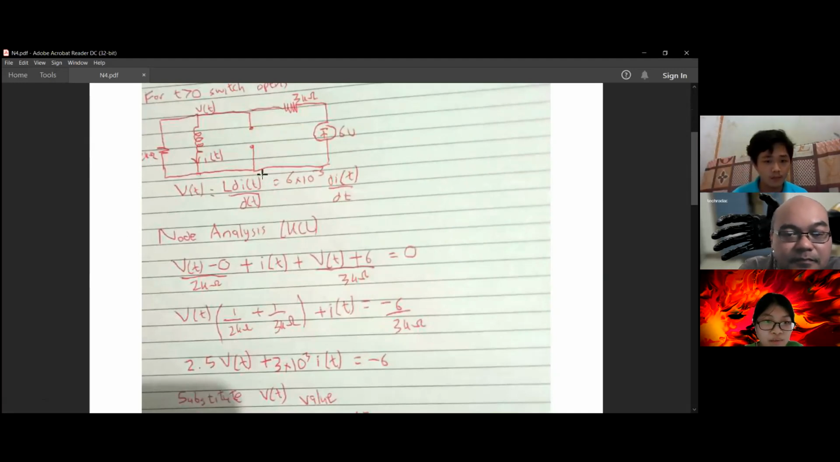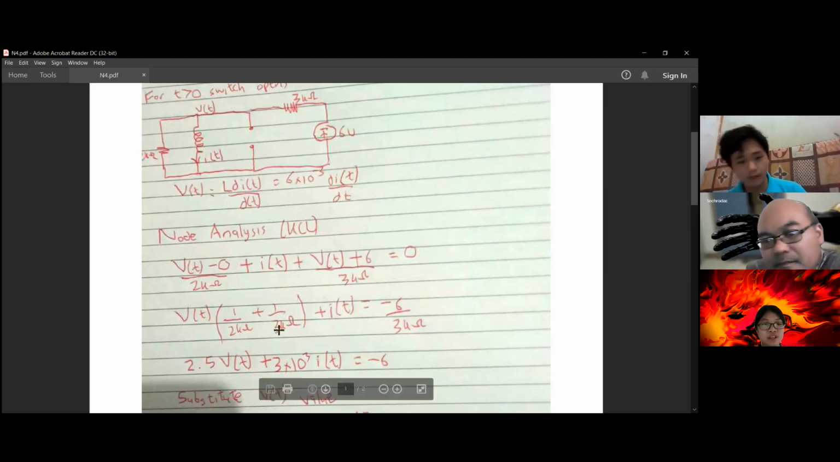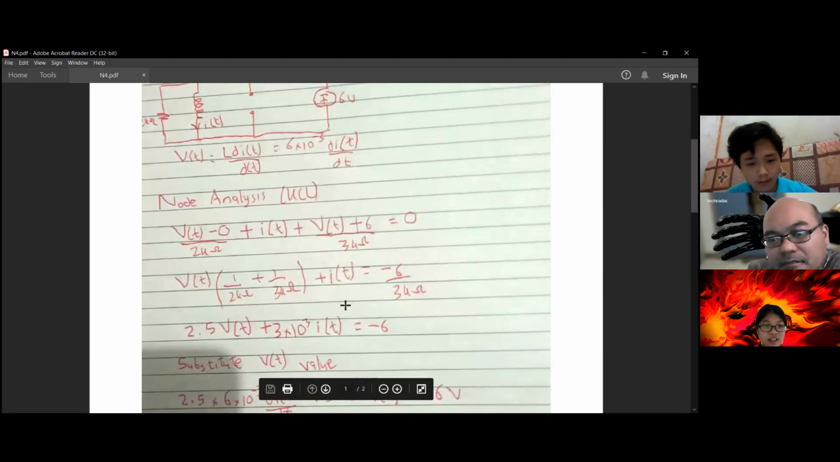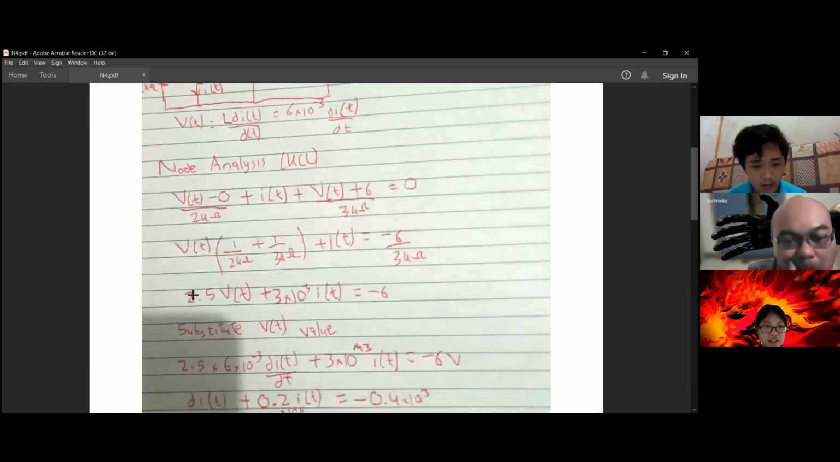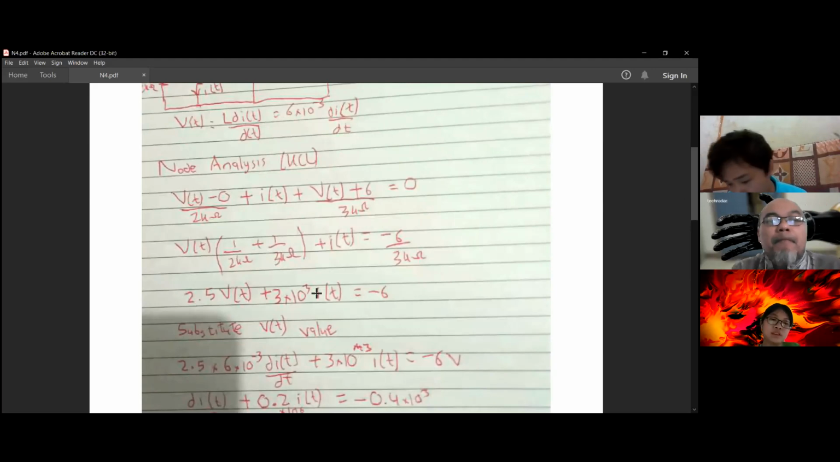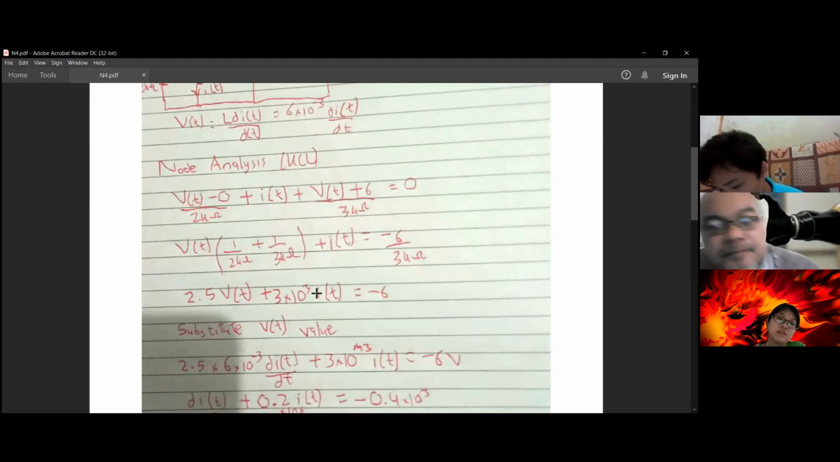VT minus 0, this should be the ground, over 2 k ohms plus IT here, and then plus VT plus 6 over 3 k ohm is equal to 0. Is it plus 6 or VT minus 6? Oh, because it is minus 6 volt towards 0, yes. Then you can simplify the formula, and you get 2.5 VT plus 3 times 10 to the power of 3 IT is minus 6.